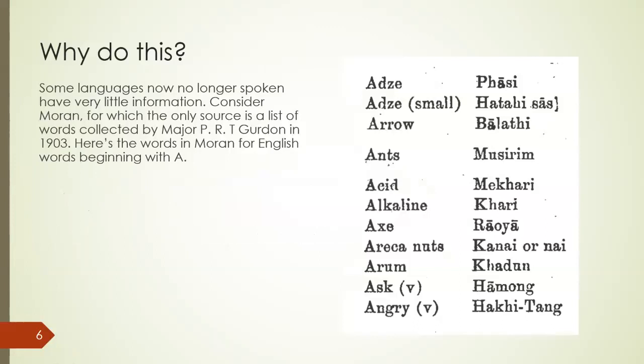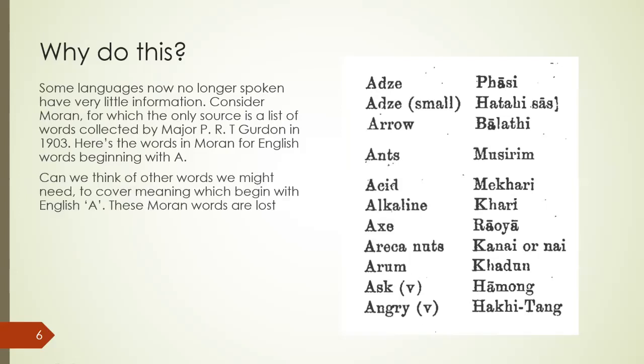Now, some communities don't have a lot of information about their language. And the example I want to talk about today is Moran, because in Moran, we have just one single publication with one word list, and these are all the Moran words that correspond to English words beginning with the letter A. This is all of them, right? So, we have a word for adze, a type of cutting tool, and a small one. We have arrow, we have ants, we have acid and alkaline. But there are so many A words we don't have.